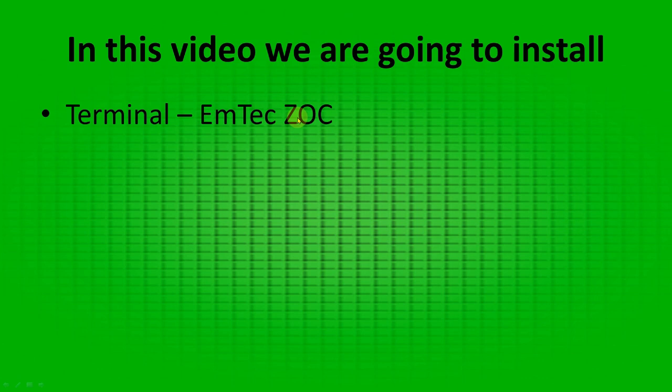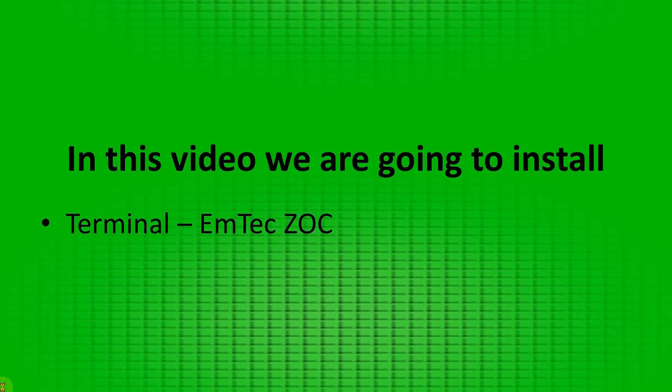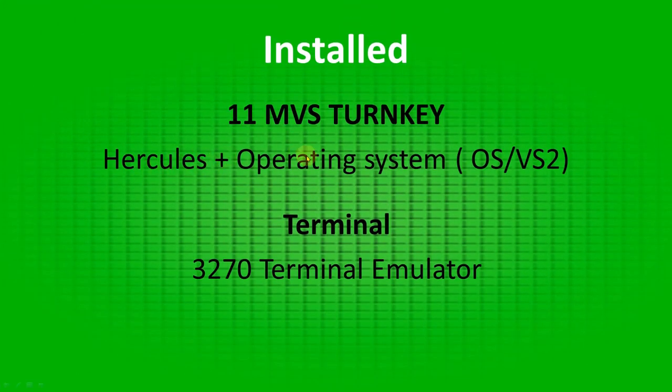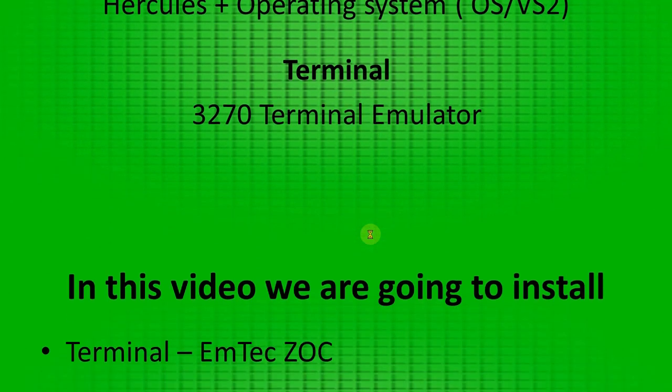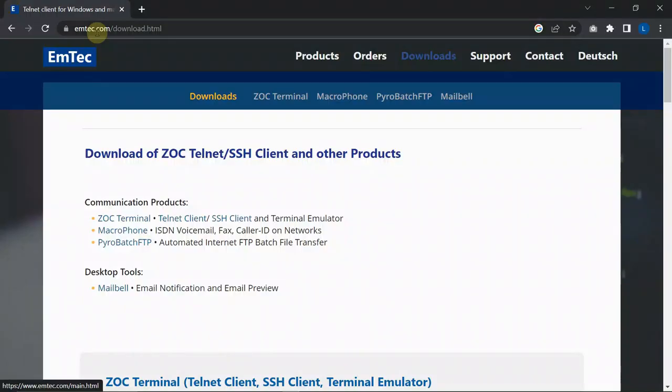If you haven't installed the Hercules mainframe and the operating system VS2, that is TurnKey 11, MVS TurnKey, I will put the link in the info button. You can go through that video, and after that you will be able to install the Hercules mainframe and the operating system. And in this video, I am going to explain how you can install the EmTec ZOC terminal and how you can connect it.